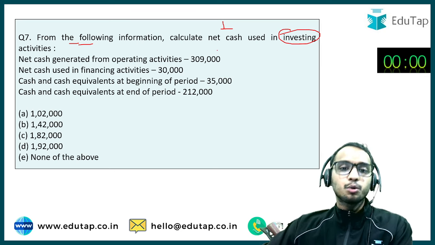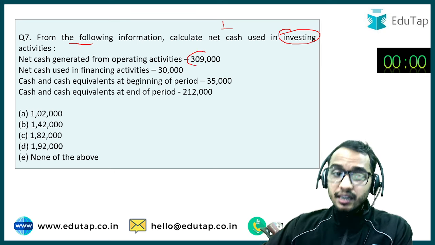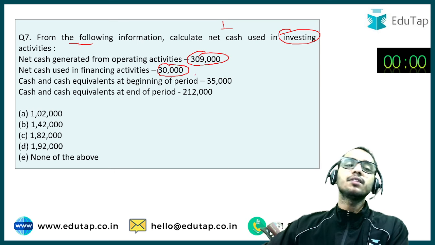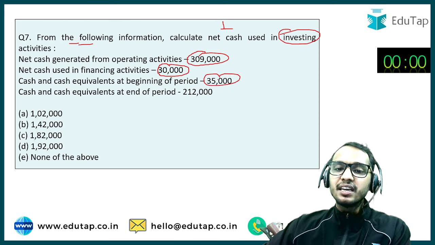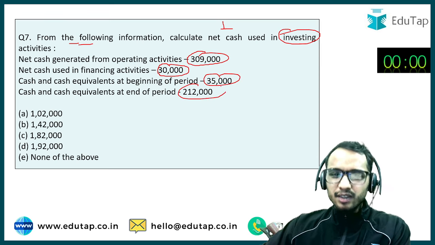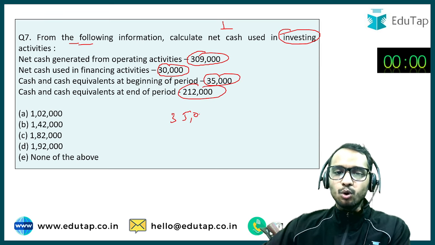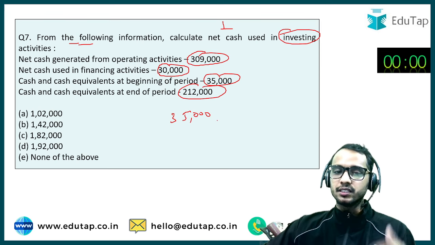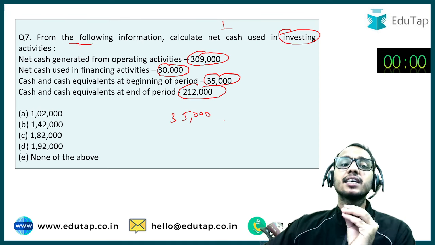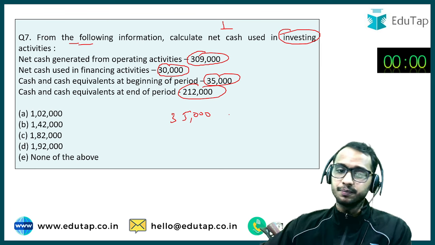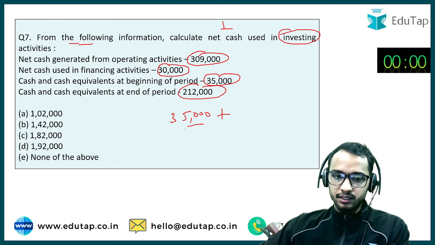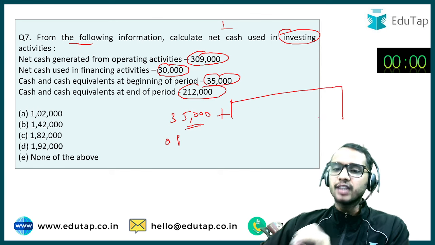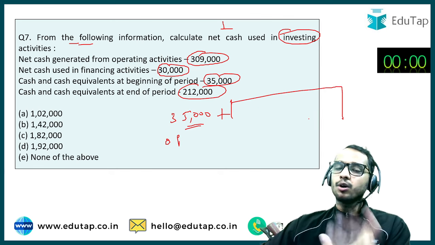Okay, so the question gives net cash generated from operating activities, net cash used in financing activities, and cash and cash equivalent at the beginning and at the end. So it is very easy. See, you have the opening balance of cash and cash equivalent. You are going to adjust the amount of all the activities. First, operating activities, net cash generated from operating activities. So you are generating it, so you will add it. This is the opening balance of cash, and throughout this year, whatever cash you have generated, we are going to add it or deduct it.